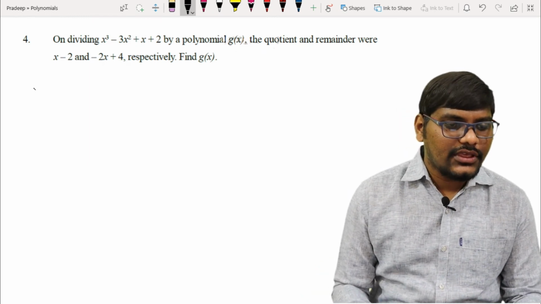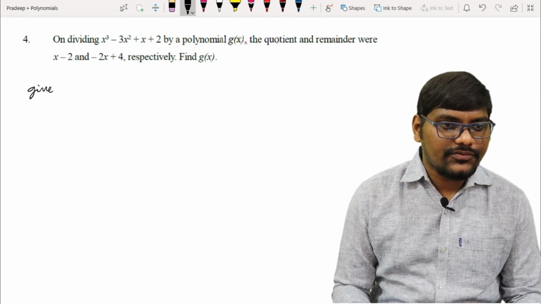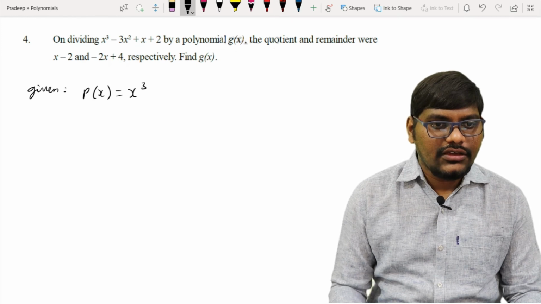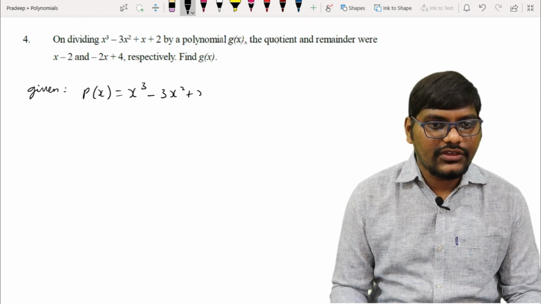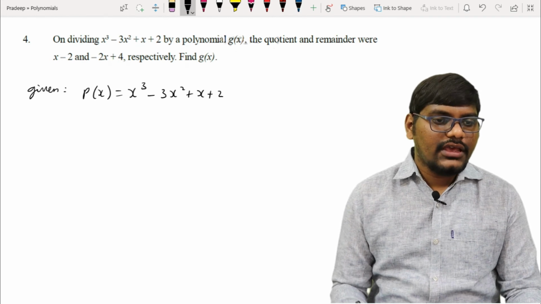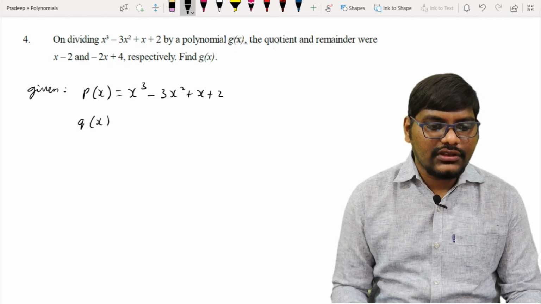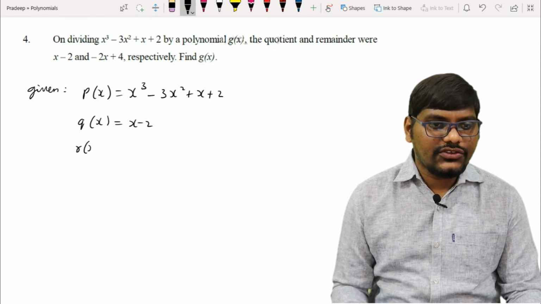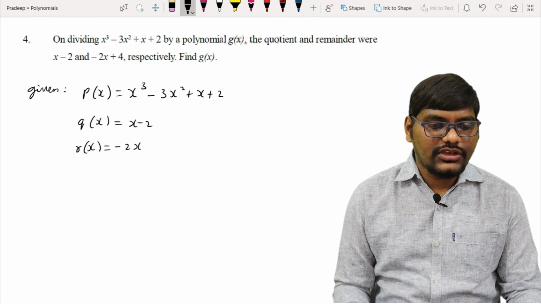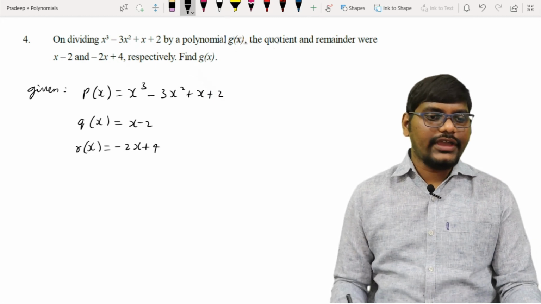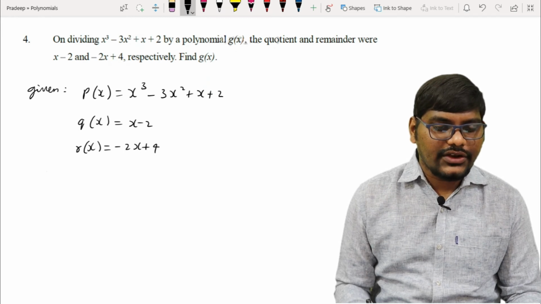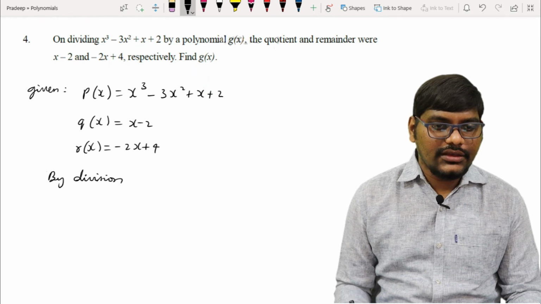So I can write the given elements here, that is p of x is x power 3 minus 3x square plus x plus 2, that is p of x given, and q of x also given, that is x minus 2, and the remainder is minus 2x plus 4, that is also given. Okay, we'll use the division algorithm.